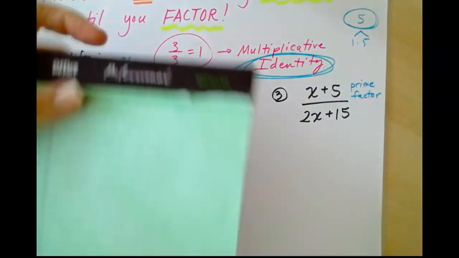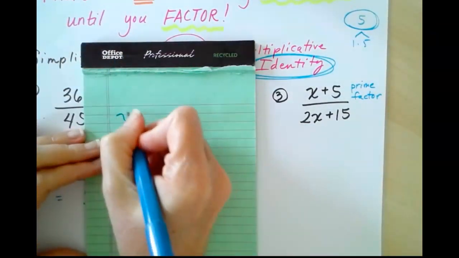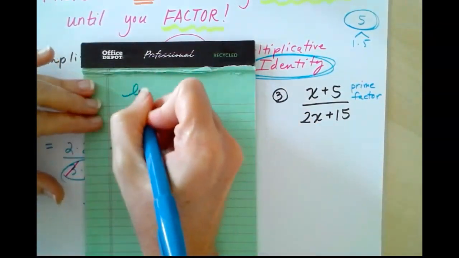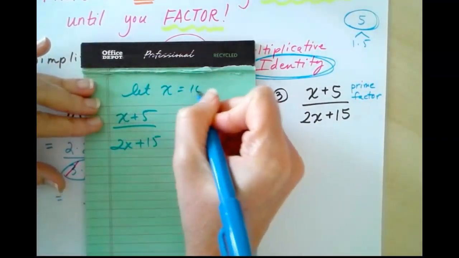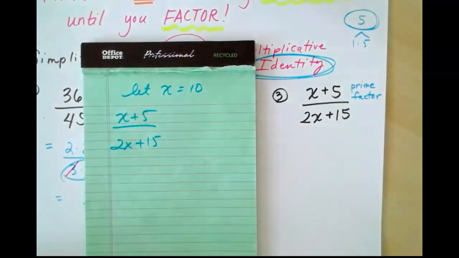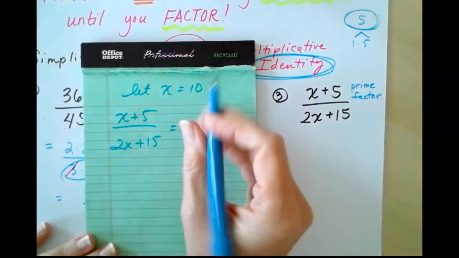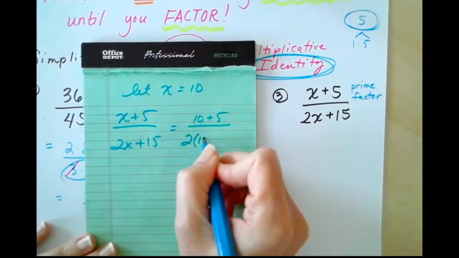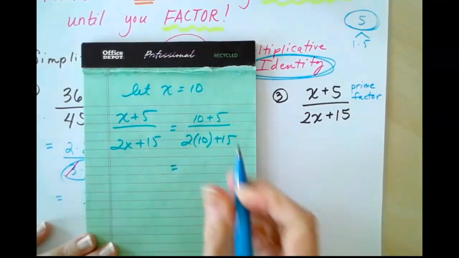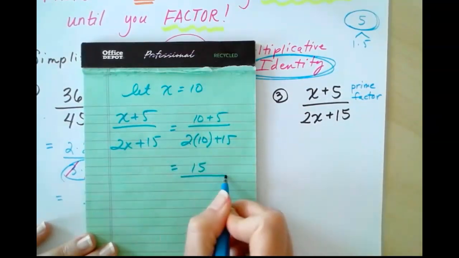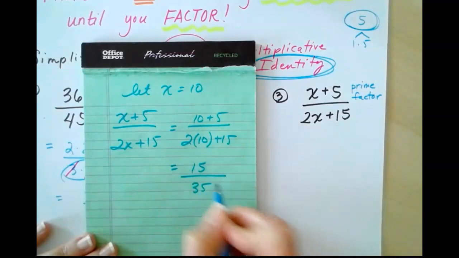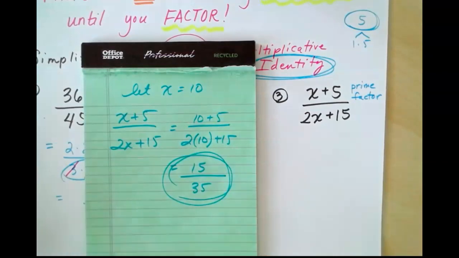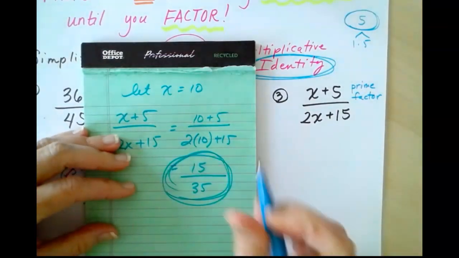What if we took x plus 5 over 2x plus 15 and let x equal 10? If we substitute it in, we end up with 10 plus 5 over 2 times 10 plus 15, which would be 15 over 20 plus 15, which is 35. So I'm not even going to worry about reducing it. I just want you to look at it. Well, actually, we do need to reduce it. Sorry, we do need to do that.